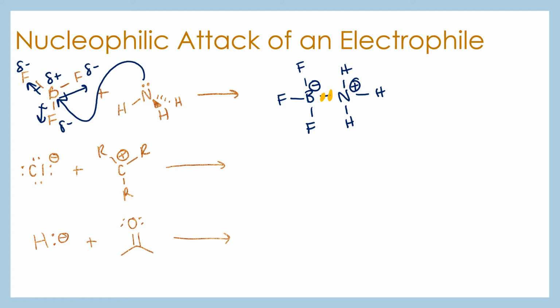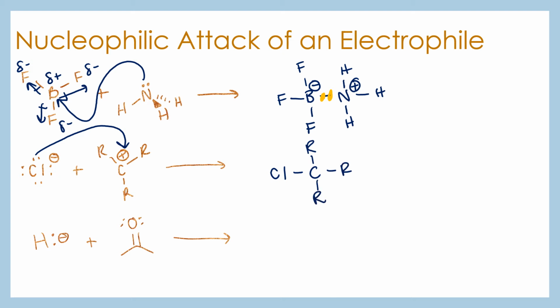Now, one that is a little less complex is the one below it. You have the chloride anion and a generic carbocation. I just used some R groups here to represent other carbons. This one's really easy to tell what's going to happen because opposites attract. The negative charge is going to attack the positive charge, and you're going to end up with chlorine attached to that carbon.